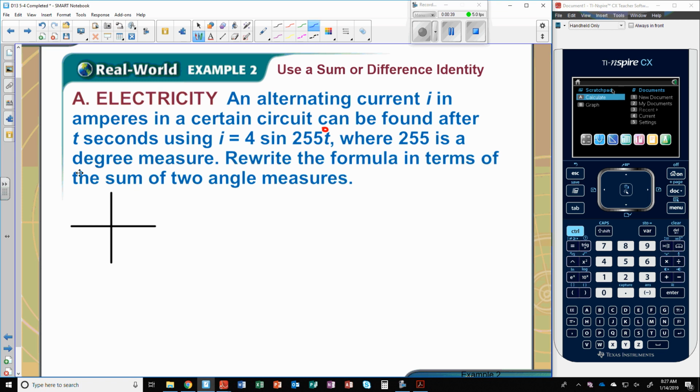So in this case, if I have a y-axis here and an x-axis here, we know that the positive y-axis represents 90 degrees. This would be 180. This is 270, the negative y-axis. And this right here would be 0, also 360 if you went all the way around. Okay, so 255 is somewhere over here.